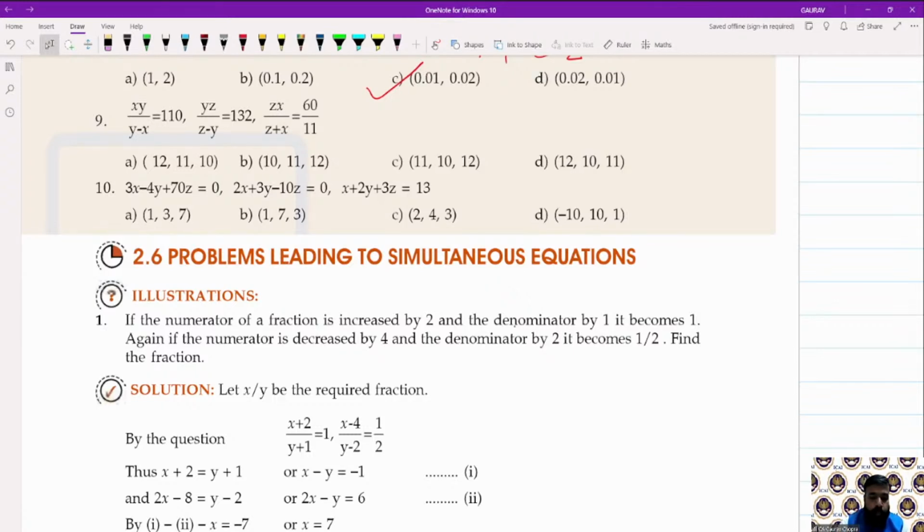If we try with option number 1, x into y, so 12 into 11 upon 12 minus 11. Clearly 12 into 11 is 132, but here we are given 110. So option number A is incorrect.